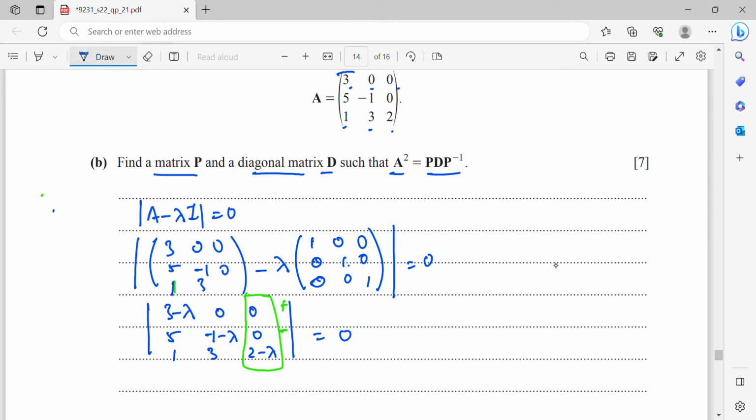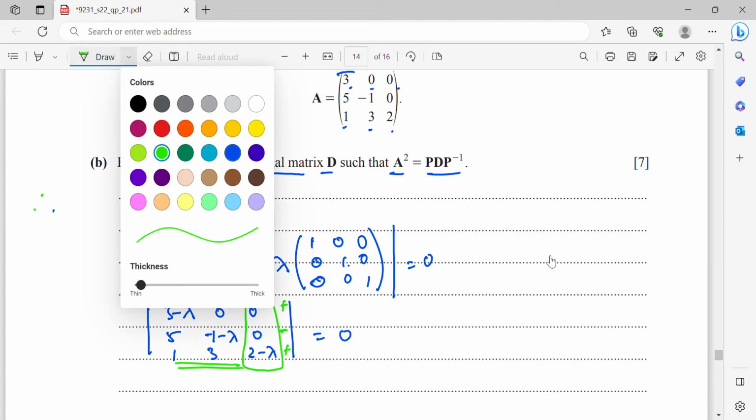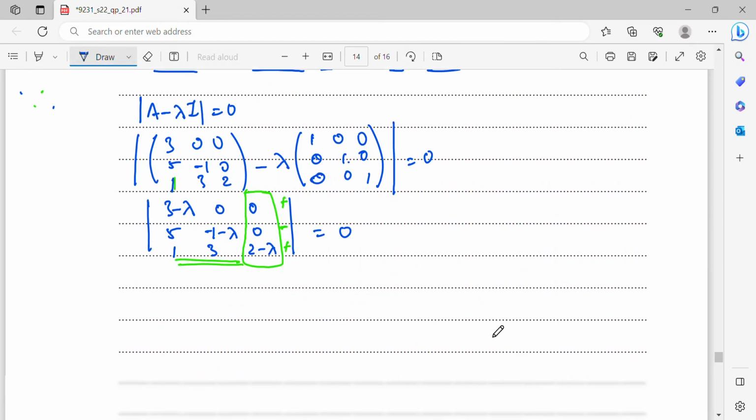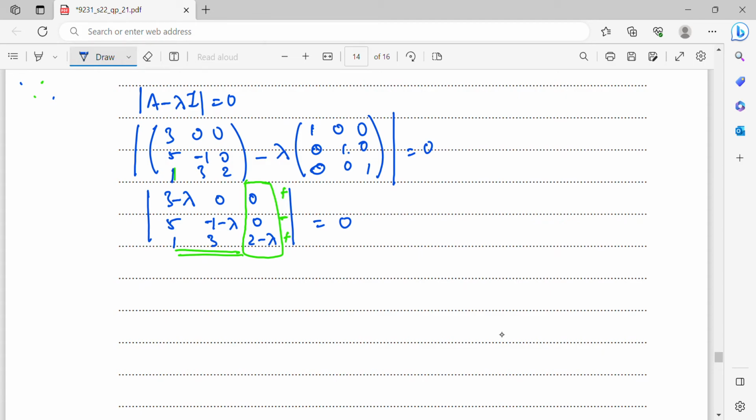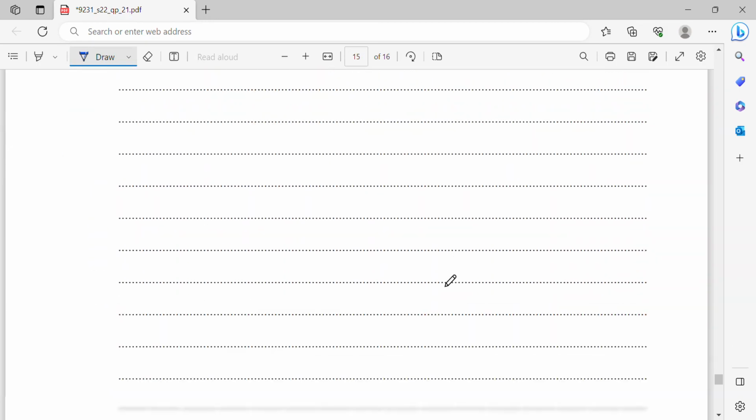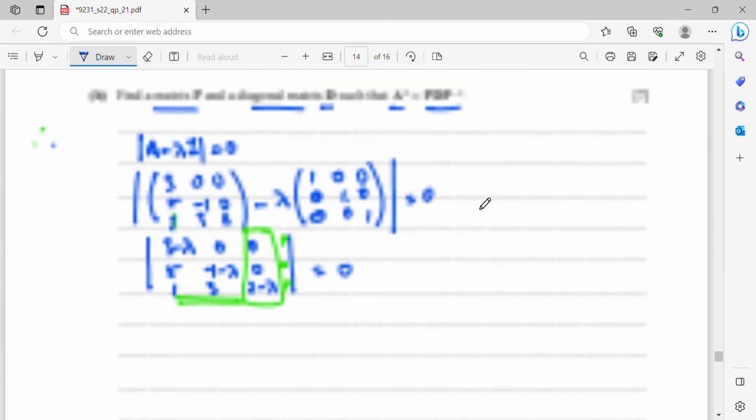So here 1, 3, 2, and this is going to be plus. Now I fix a row, the last row, same as just now. So when you keep it, it will be plus 2 minus lambda, and that row and column are crossed out. Then the remaining terms are 3 minus lambda, 0, 5, minus 1 minus lambda, equals 0. Let me check the space. Not much space given.